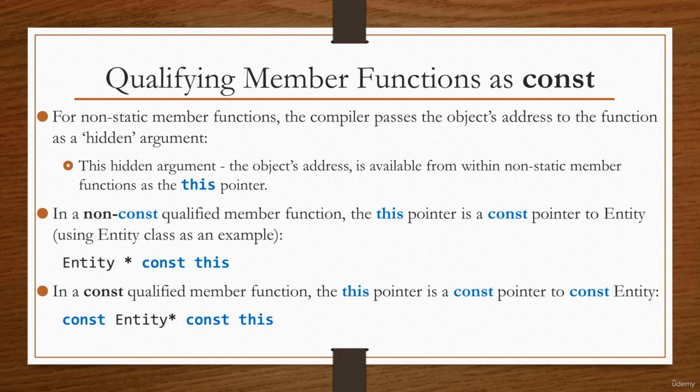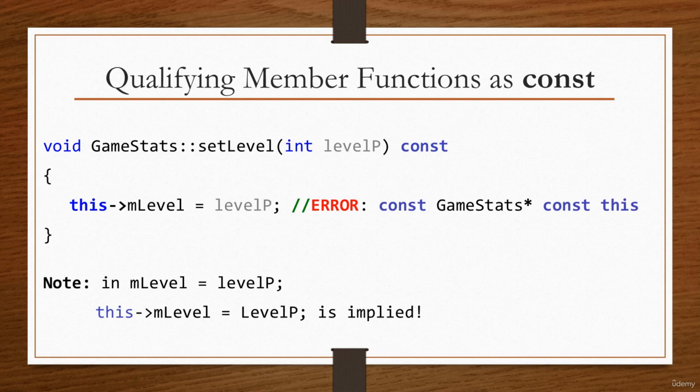The this pointer is supposed to point to the current object. So if you try and assign some other address to that this pointer, then you'll get an error because it doesn't make sense for you to try and do that. That is why it is basically constant. But in a const qualified member function, the this pointer is a const pointer to a const Entity. So not only can you not assign another address to the this pointer, which you should not try and do in the first place, but you can also not modify the state of the object that that pointer is pointing at.